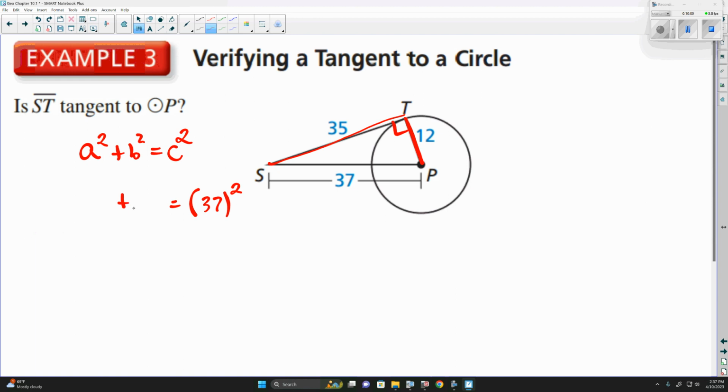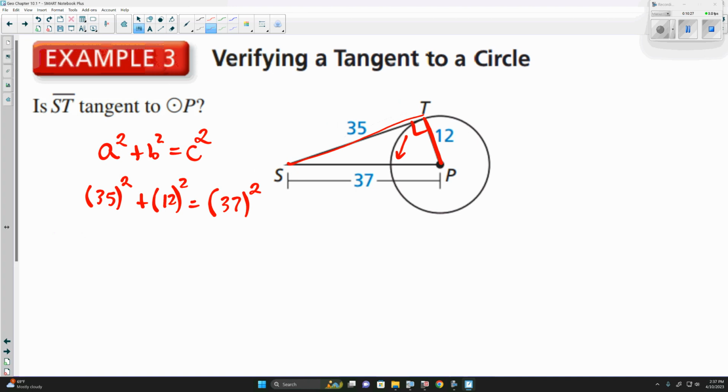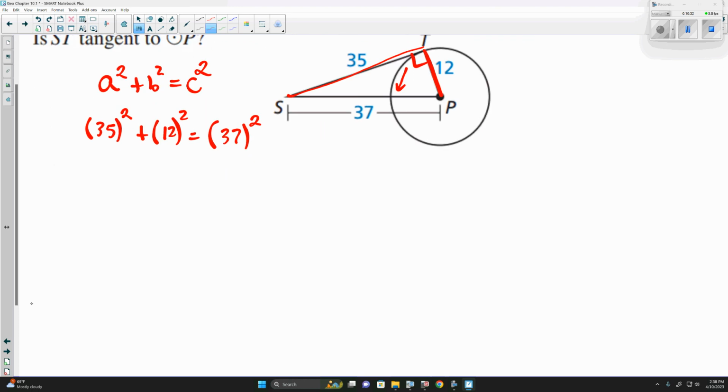Now we know that for a few reasons. One, it is the biggest side, but also because it's opposite where the right angle should be. Because if this is a right triangle, at point T, that's where the right angle should be. So SP should be the biggest side. Now we can plug 35 and 12 into the other two sides, and see, does this indeed make a right triangle?